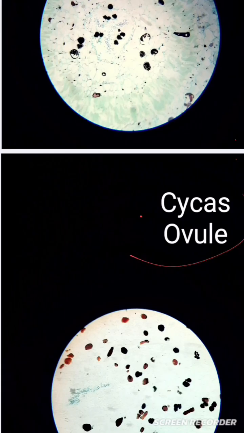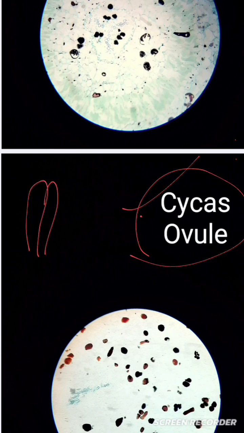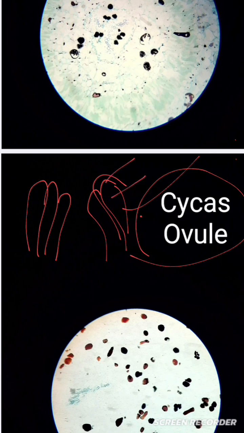Moving on to the next slide, that is T.S. of Cycas seed. The size of the seed is large and the shape of the seed is ovate. If we talk about its structure, the seed has three layers: outer, middle and inner. The outer layer is fleshy, middle layer is stony and inner layer is again fleshy. So these are the integuments of the ovule.